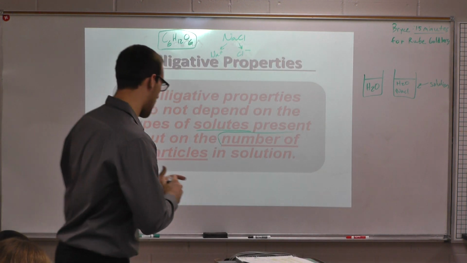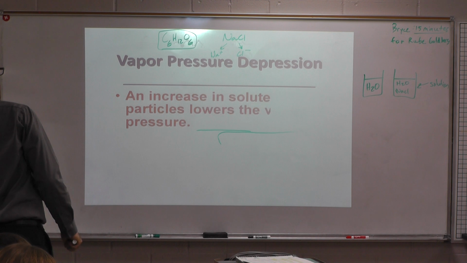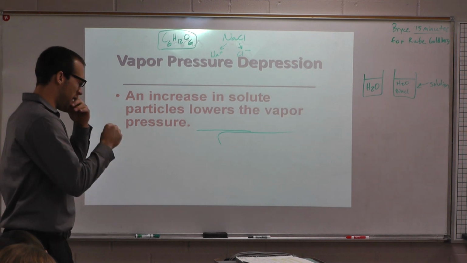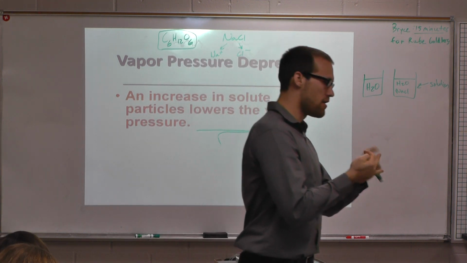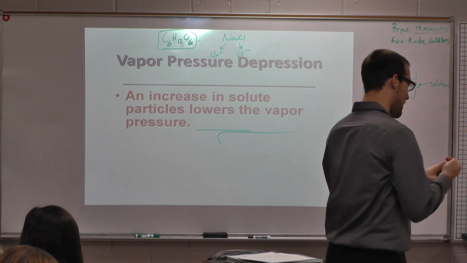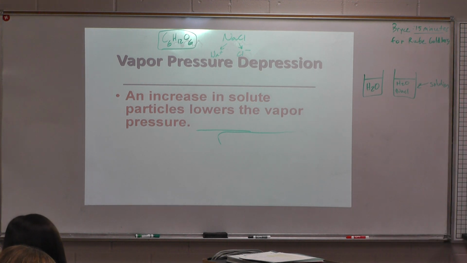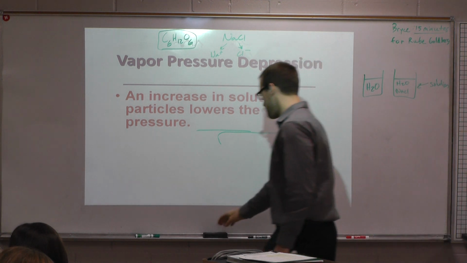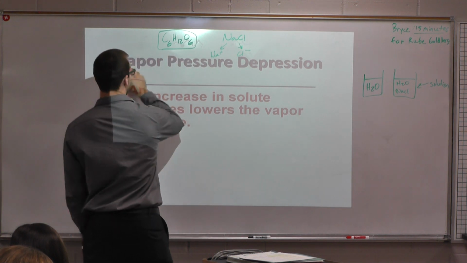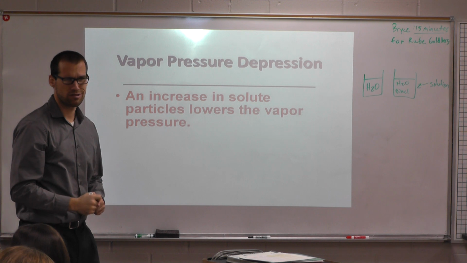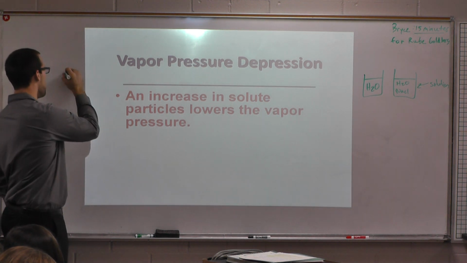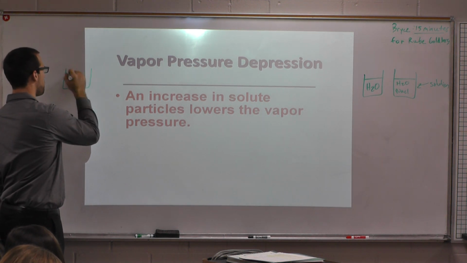So there are 4 properties that we're going to talk about: vapor pressure, boiling point, freezing point, and I might just vaguely touch on osmotic pressure. I talk much more about that in advanced chem. First, we probably need a slight refresher on what vapor pressure is. We did it last chapter.